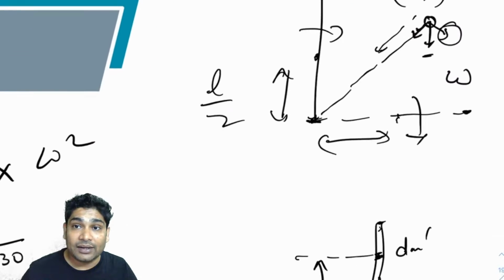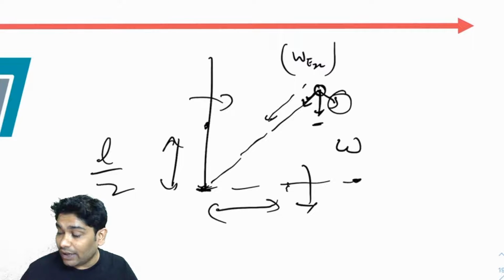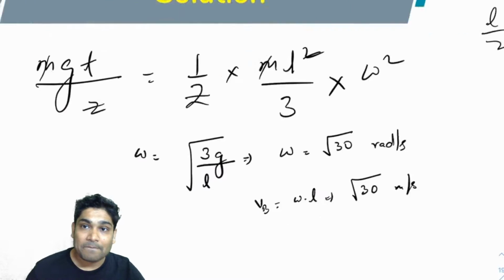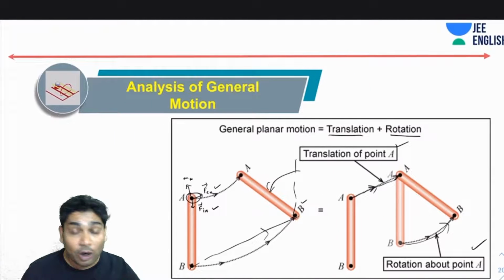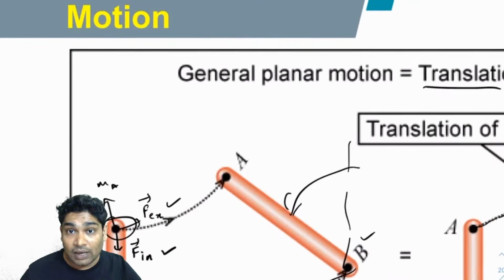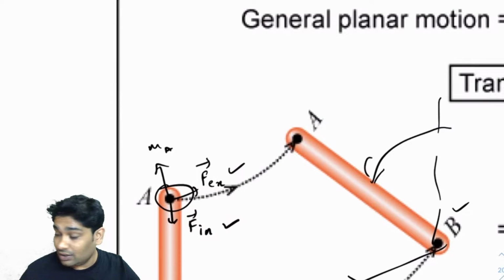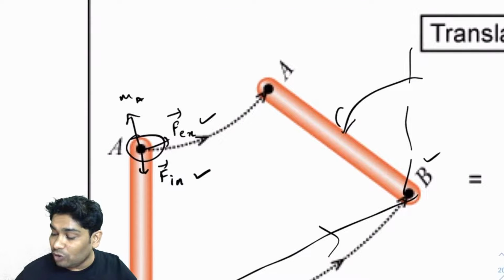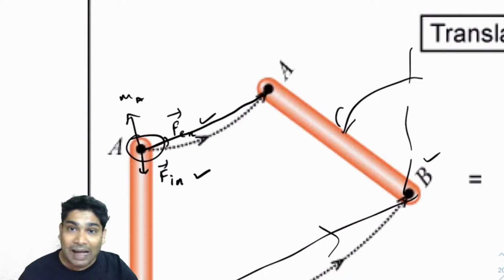If you look at point B, MBG was acting here and some internal forces were acting which were causing an acceleration in this direction and in this direction, right? So I'm not talking about the torques, but I'm talking about the acceleration. If this guy moved in this manner, then the net force has to be in that direction, right?